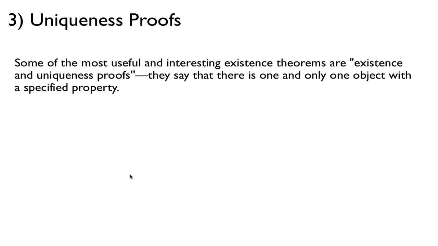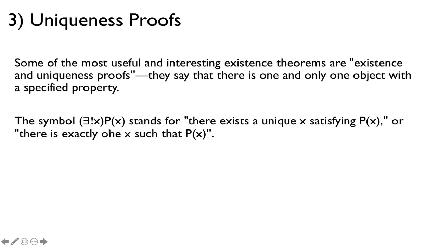Okay, how about uniqueness proofs? So existence and uniqueness proofs sometimes go together. We want to say that there exists an object that satisfies something, but this is the only object that satisfies that property. So here's a symbol that we use in math, this exclamation mark, that says that there is an x and is the only x. So there exists a unique x that satisfies p of x. Or there's exactly one x such that p of x.